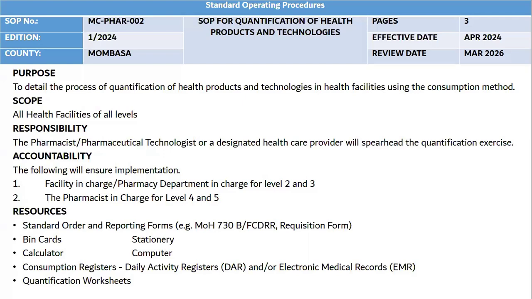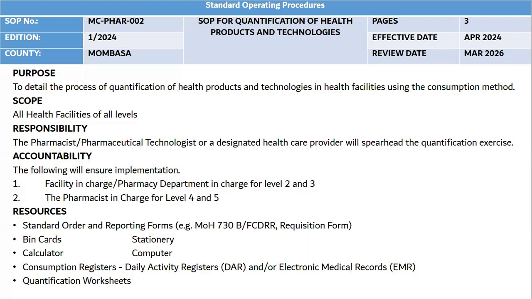Again, in charge of the facility that is placing that order. So resources: standard order and reporting forms, requisition form, or if it is program commodities, we know the MOH correlated number booklets that we use. You will need bin cards as a reference of consumption to know what is left, the numbers, to justify the order.